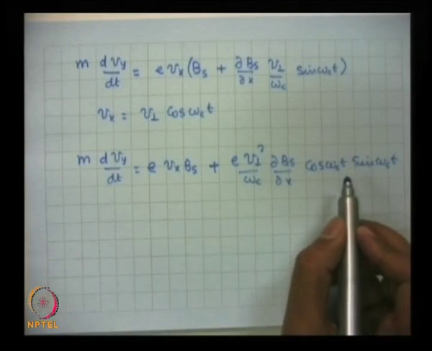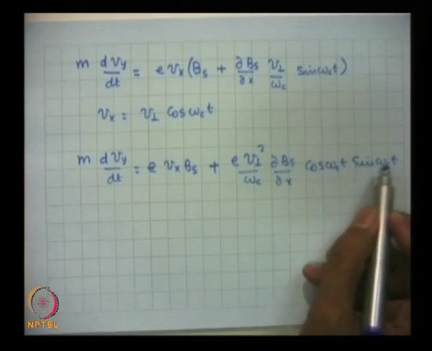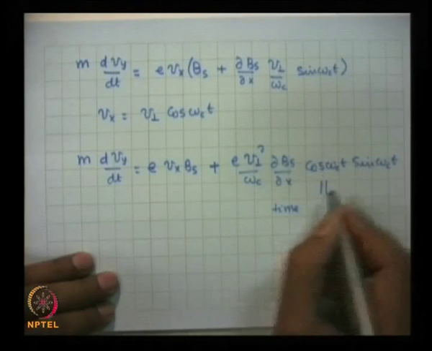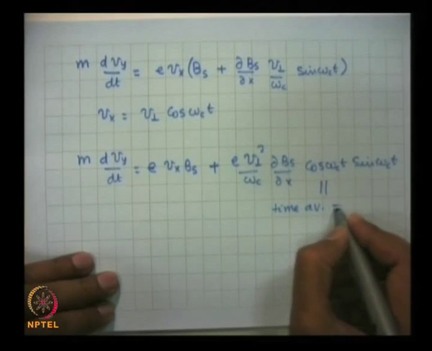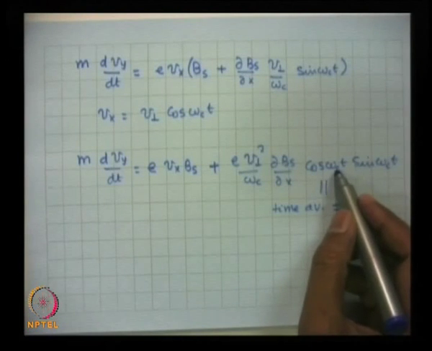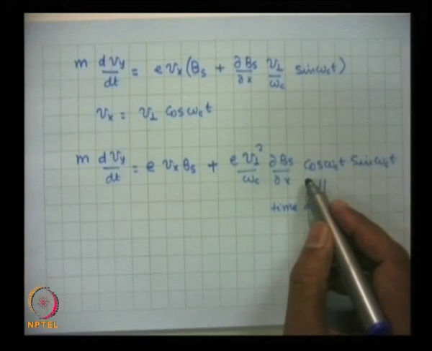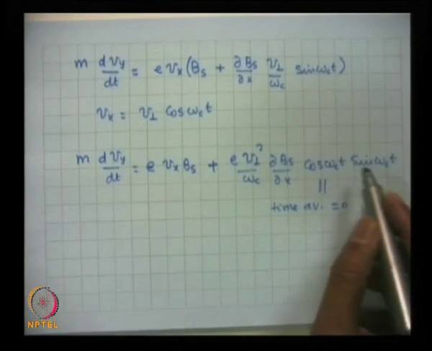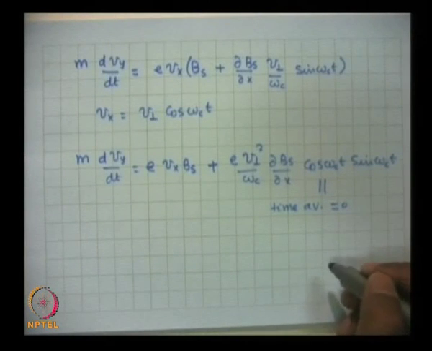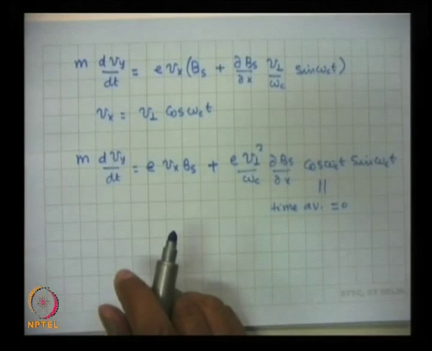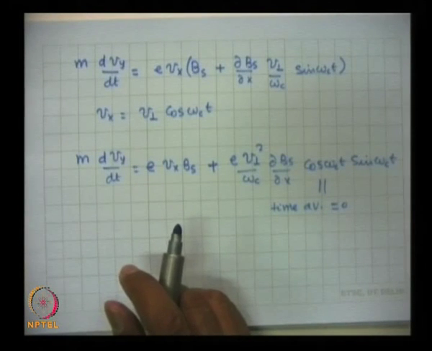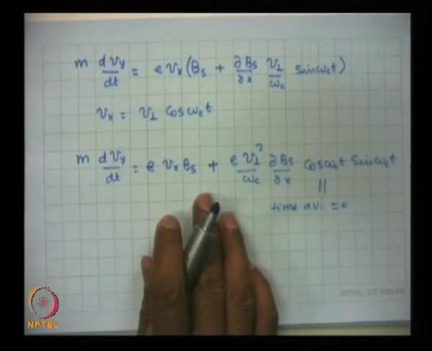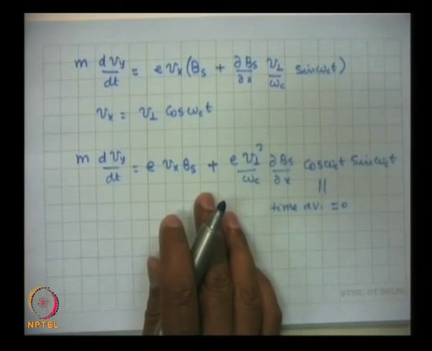But if you average it out over time, it will become 0. So the time average is 0. There is no DC part here, because this is sin 2 omega_c t divided by 2, and when you average over the time period, the cyclotron period, this will become 0. So this doesn't contribute. Inhomogeneity in the magnetic field, if it is in the x direction, exerts a force in the x direction. If there was inhomogeneity in the y direction, then it will exert a force in the y direction.